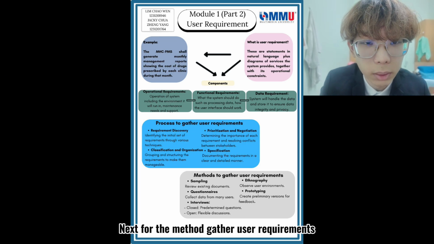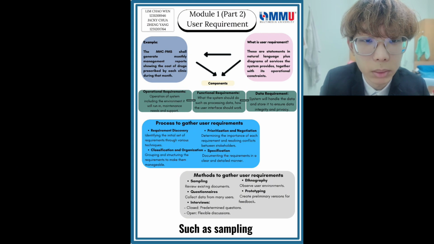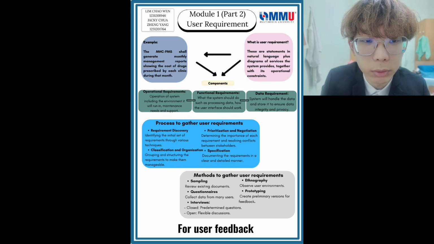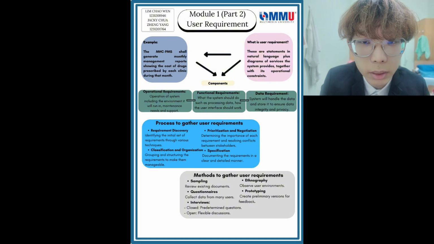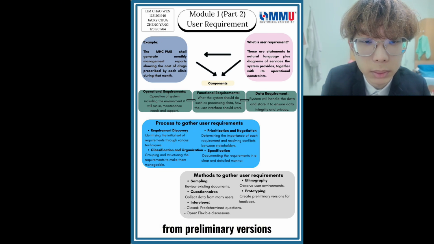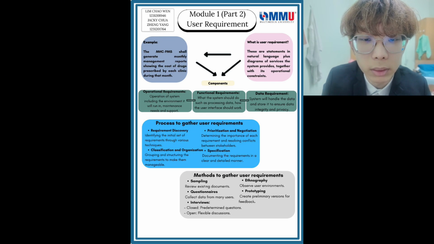Next, the methods for gathering requirements, such as sampling to analyze documents, questionnaires for user feedback, interviews for in-depth discussion, ethnography to observe the user environment, and the last one, prototyping to gather feedback on preliminary versions. This approach ensures a true understanding of user needs for an effective solution.